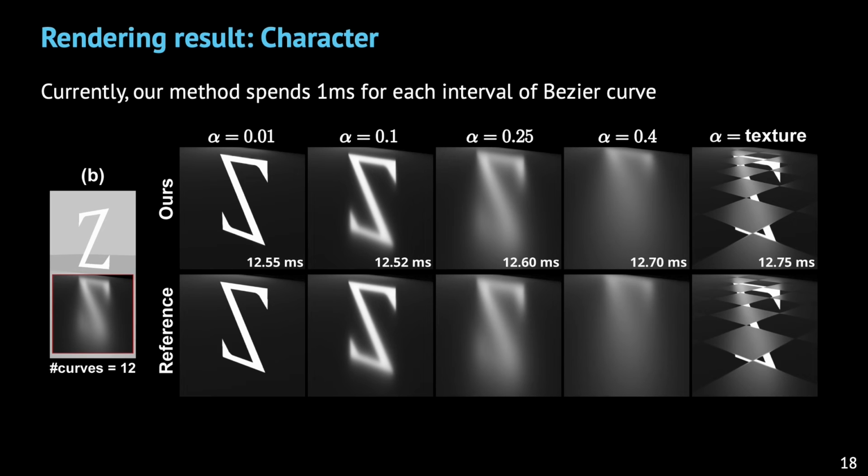The second result is for a character-shaped light. Our method can efficiently handle arbitrary shapes as long as the shape is defined by polynomial curves. Particularly, the third-order Bézier curve is one of the most popular choices for representing shapes in graphics production. Therefore, our method, which I presented today for third-order Bézier curves, will be helpful in practice.